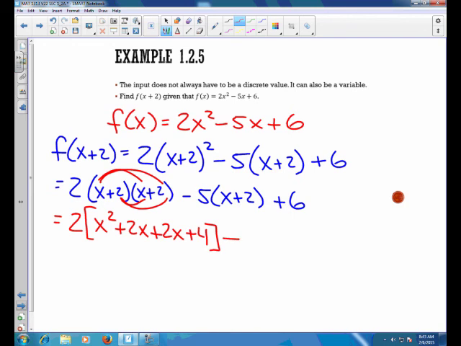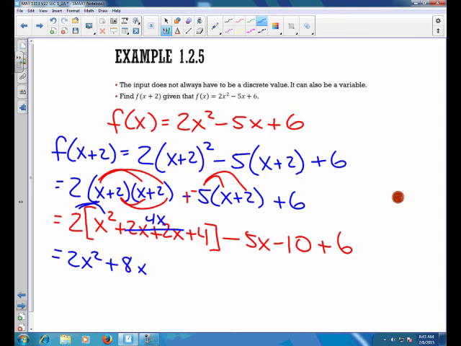Minus, now we can distribute the 5. Give you minus 5x minus 10 plus 6. Remember that when we distribute the 5, the negative sign distributes with it. Now we can distribute the 2 after we simplify and make this 4x. So 2 times x squared is 2x squared. 2 times 4x is plus 8x. And 2 times 4 is plus 8. Minus 5x minus 10 plus 6.